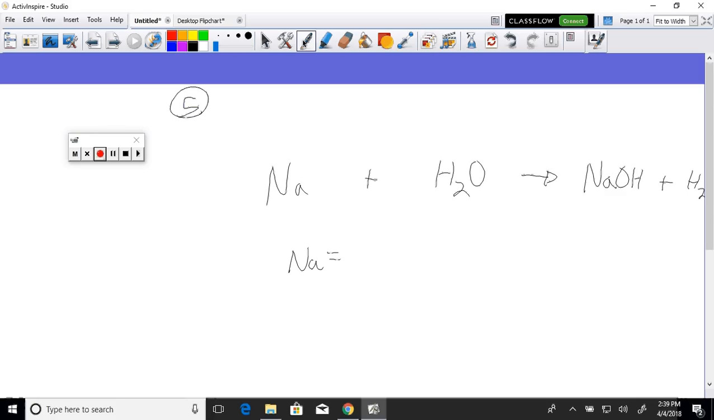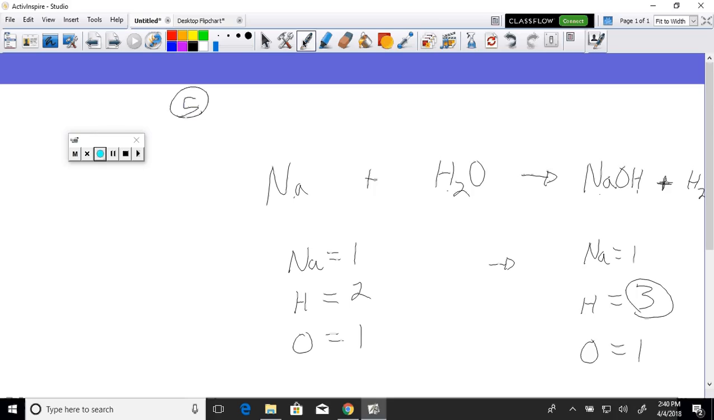Na equals, hydrogen equals, oxygen equals, on this side of the arrow. Na equals, hydrogen equals, oxygen equals. How many sodiums? 1. How many sodiums? 1. How many hydrogens? 2. How many hydrogens? This one plus 2 more, 3. How many oxygens over here? 1. How many oxygens over here? 1. Not balanced.